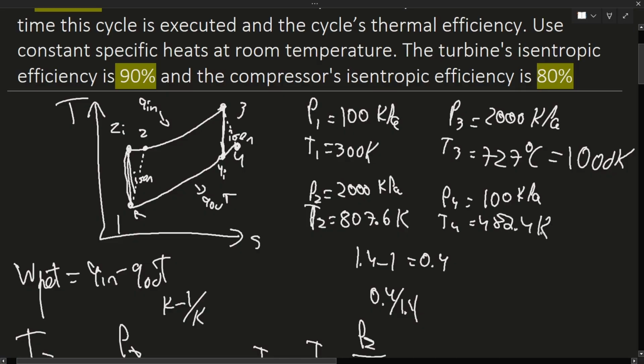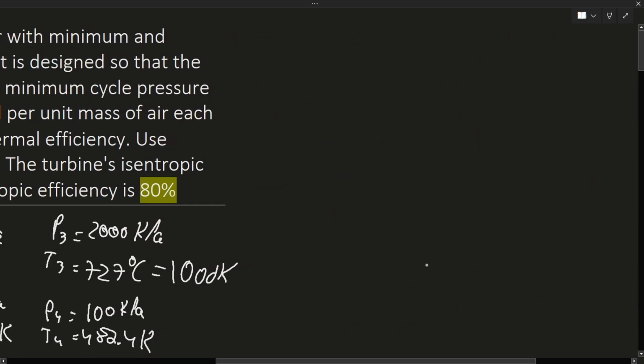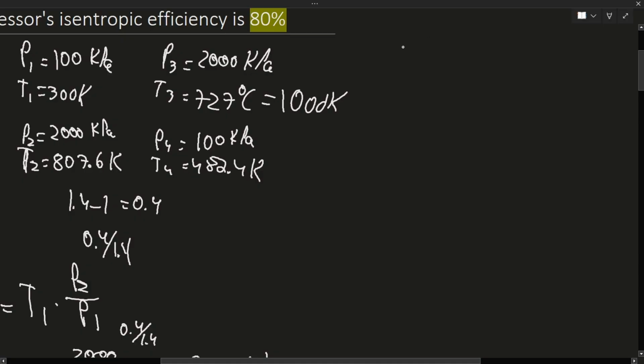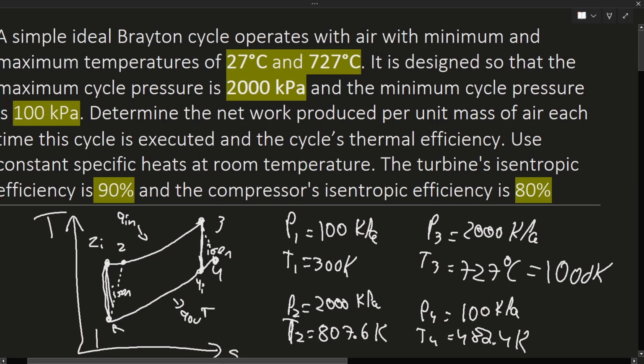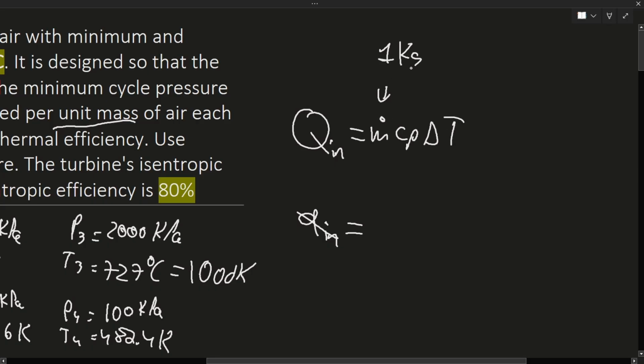482.4 Kelvin. Now we have everything to find what we're looking for, the net work. So let's come over here. Q in equals... wait, the cycle is per unit mass. When it asks something like this, it's not asking for small q in, it's asking for capital Q in, but per unit mass. So this is going to be 1 kilogram per second.